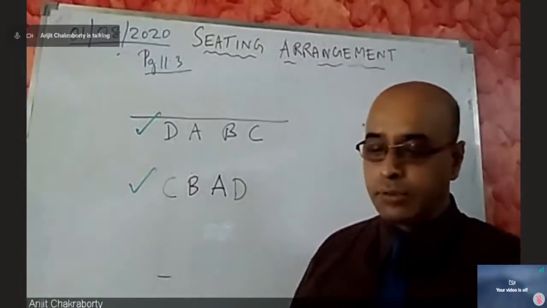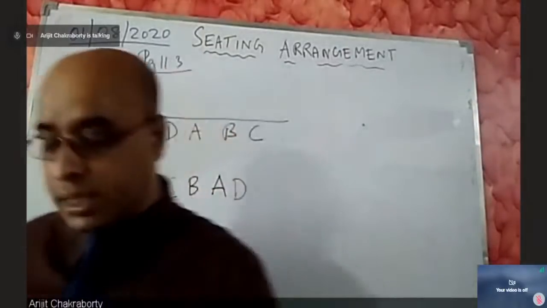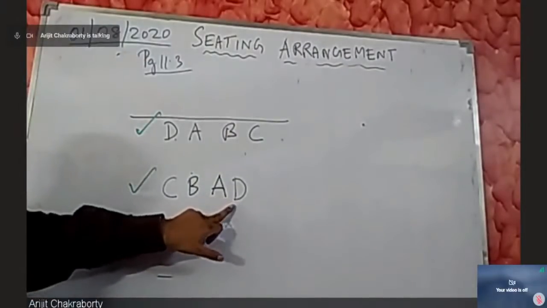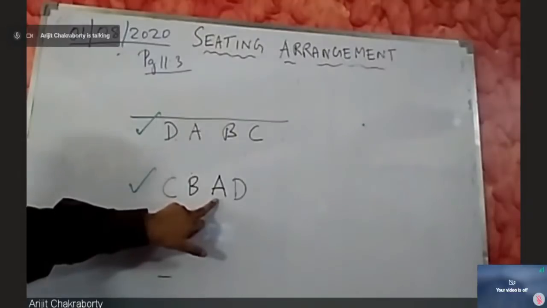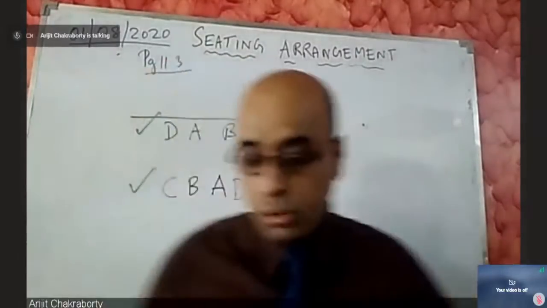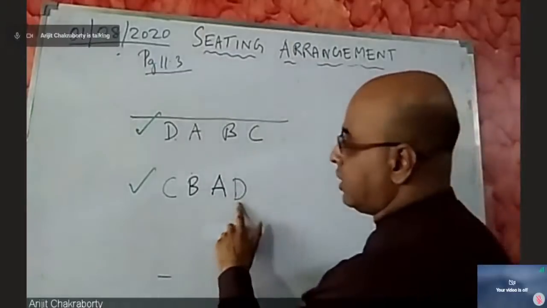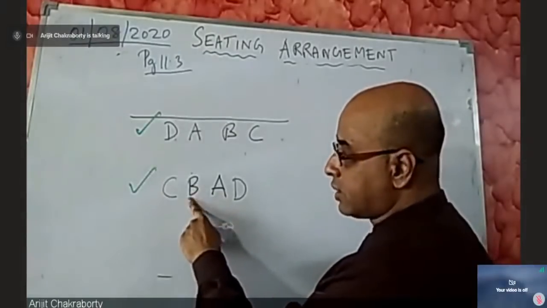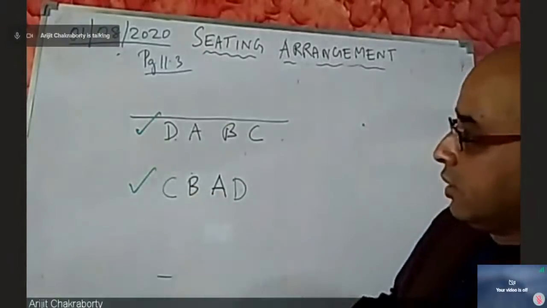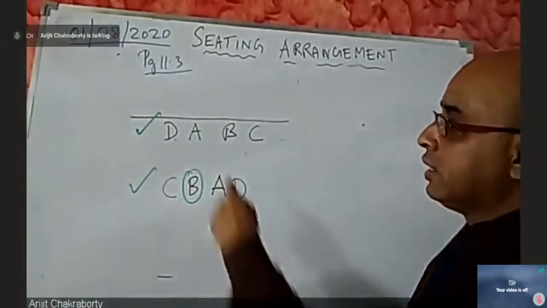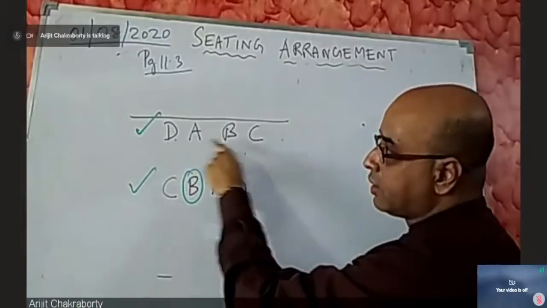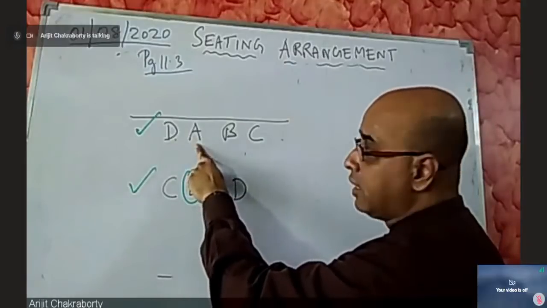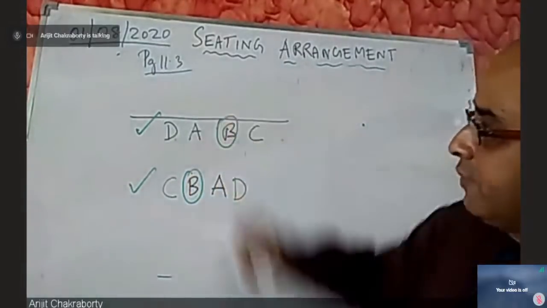So the question is, who is occupying the seat next to the adjacent to D? The adjacent seat is A. So D is here, you have A in between as the adjacent seat, and next is B. If you take CBAD, then the answer is B. If you take DABC, the seat adjacent to D is A, and the next seat is B. So here also we have B.